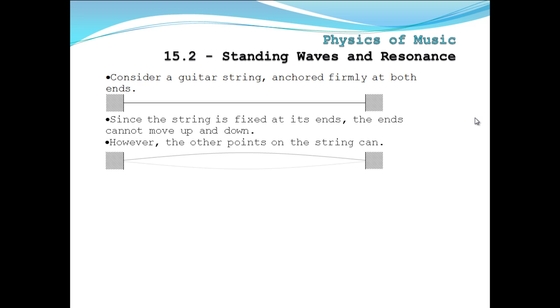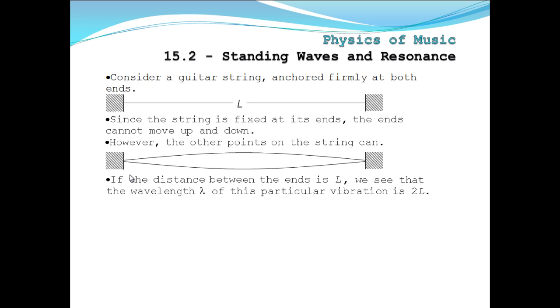You can pluck it up. You can pluck it down. It's going to move up and down. And you can also create a standing wave that looks like this. Node, node, and your antinode here. So if the distance between the ends is L, we'll call it the length, from here to here is L, we see that the wavelength, lambda, of this particular vibration is 2L.